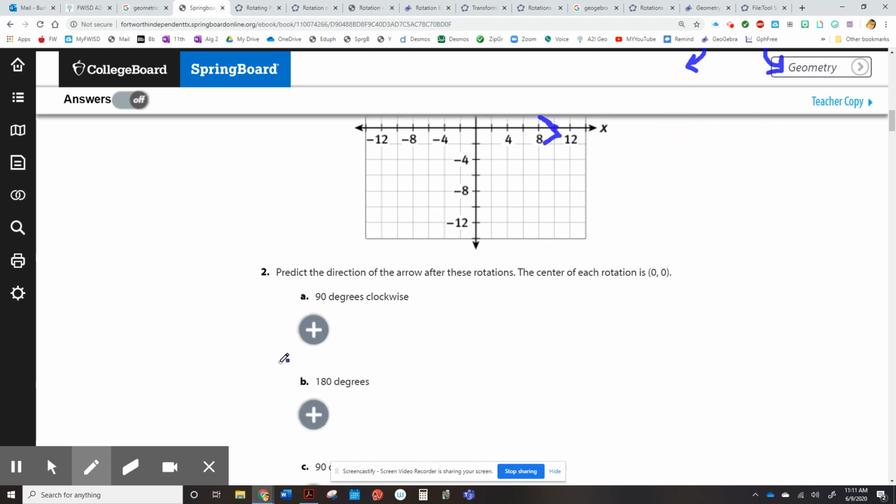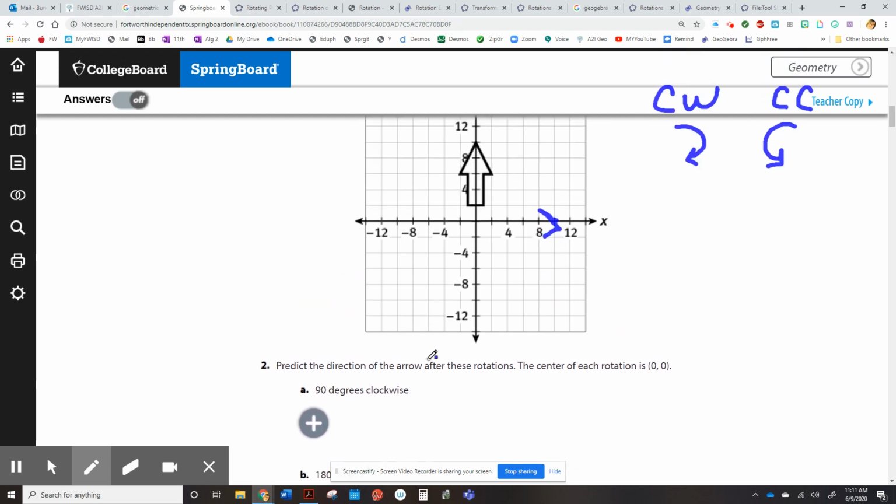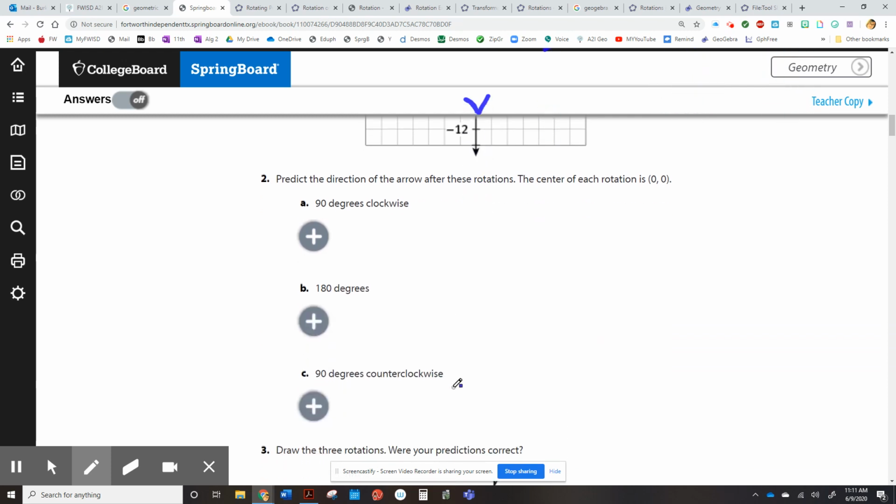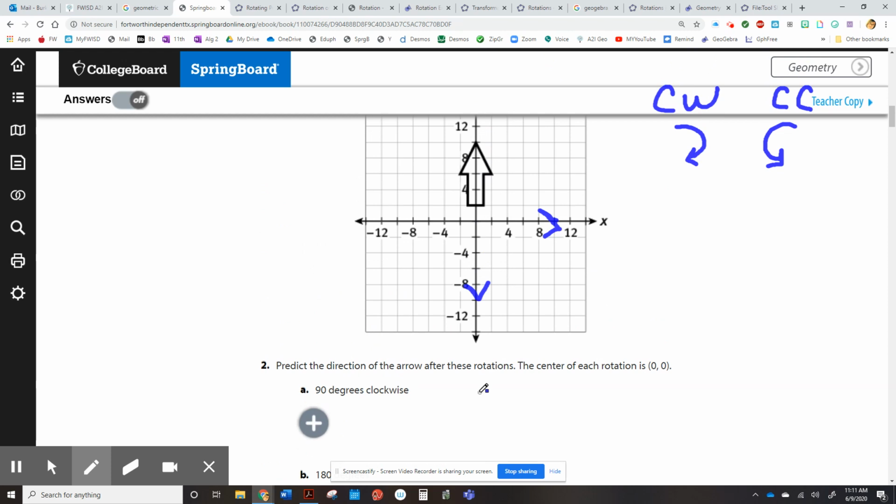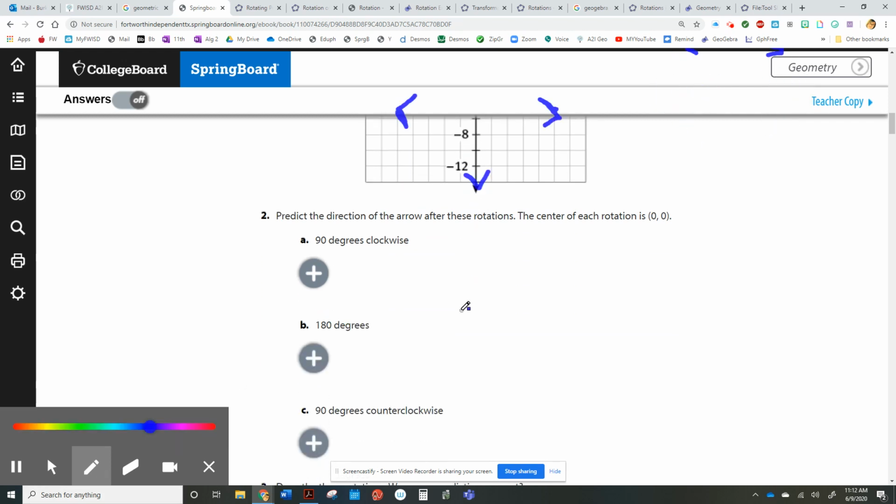Okay, 180 degrees. Well, that means we're going to need to rotate this all the way around. Is anybody seeing that 180 degrees kind of makes it look like something else? A reflection over the x-axis, yeah. And 90 degrees counterclockwise. So counterclockwise means we need to go this way. So 90 degrees counterclockwise, my arrow would be right here.